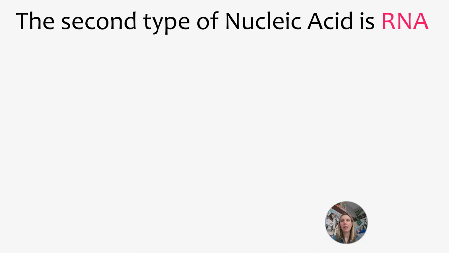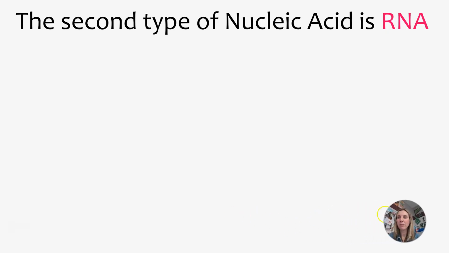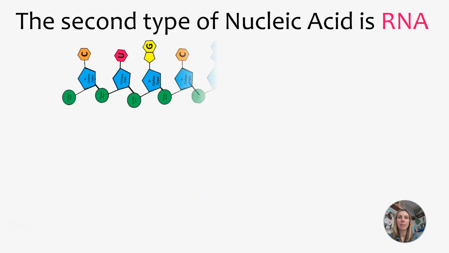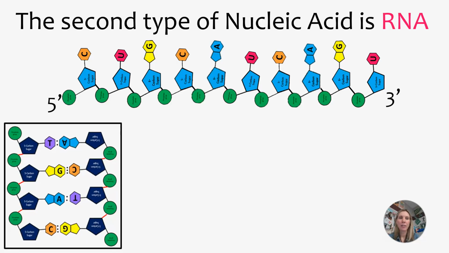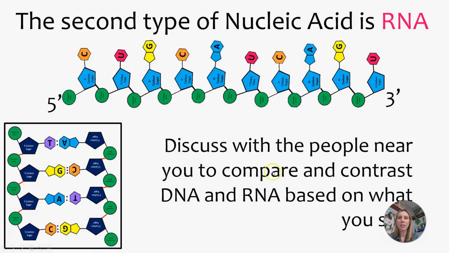So our second type of nucleic acid is RNA. When we get into our protein synthesis unit, RNA will become even more important to you, but for now, know that it is a type of nucleic acid that is single-stranded. So there is not a complement to RNA. It is a single-stranded molecule. So whereas DNA is double-stranded, RNA is single-stranded.